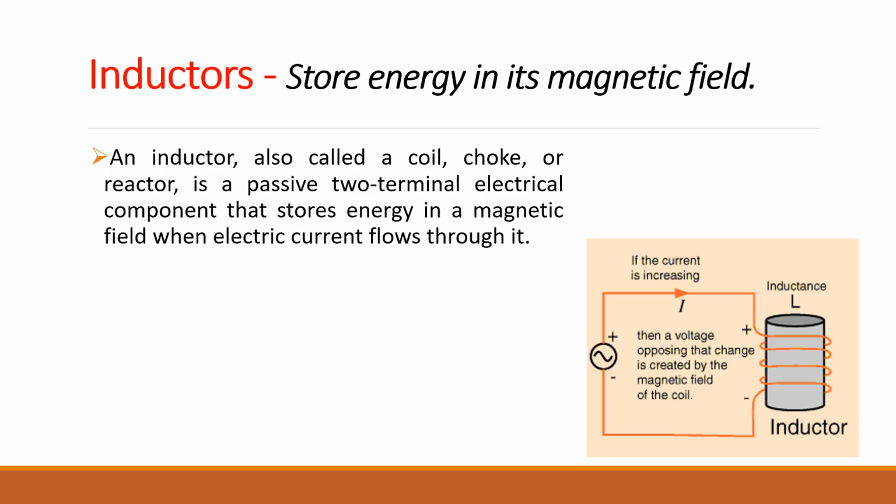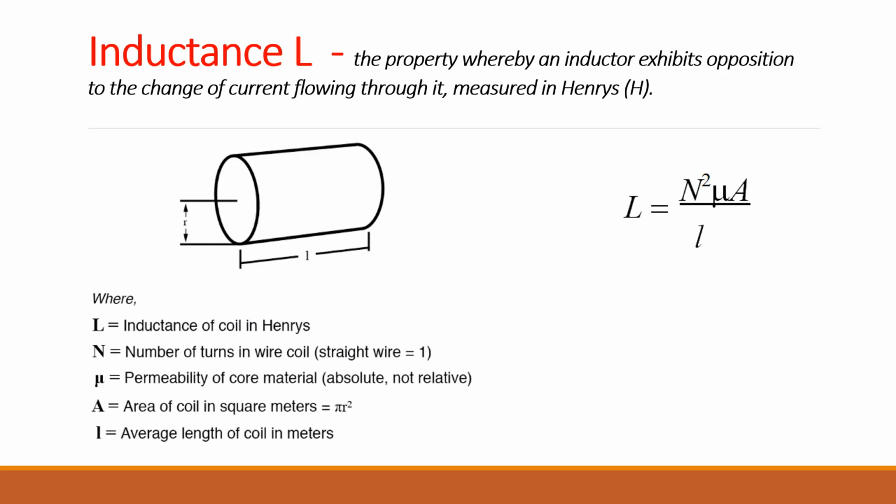So an inductor is also called a coil, choke, or reactor. It's a passive two-terminal electrical component that stores energy in a magnetic field when electric current flows through it. I told you that already. And you can find the inductance of an inductor using this equation. Inductance is measured in henries, like the resistance in a resistor and capacitance in a capacitor. We have the inductance in an inductor, and it is measured in the unit henries. Are we good?